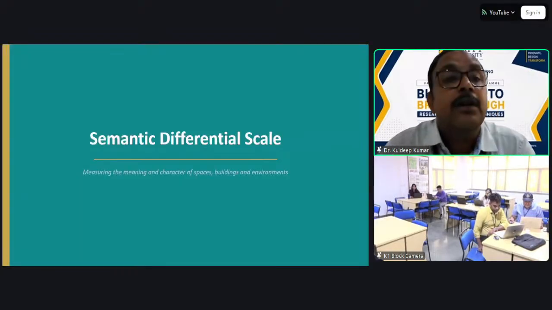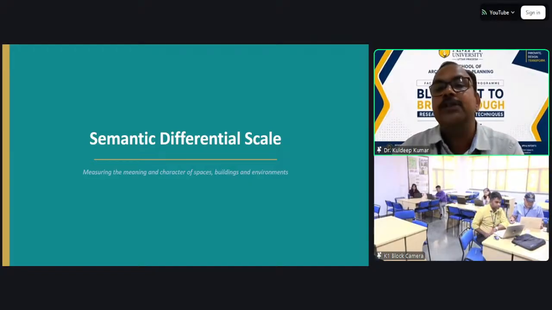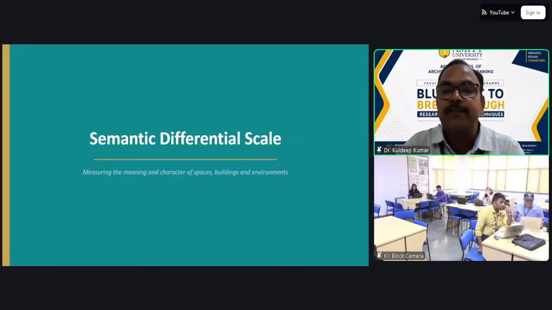Coming to the other kind of scale, which is the semantic differential scale. I consider this the most elegant in social research, and it is also best suited to architectural research. This technique does not ask how much or how many. It simply asks, what does this space mean to you? It measures meaning through the language of opposites, which we'll see in the slides.